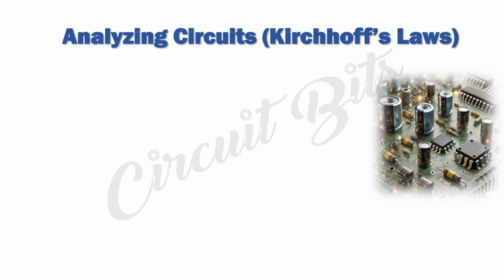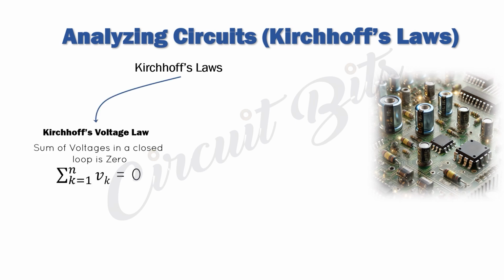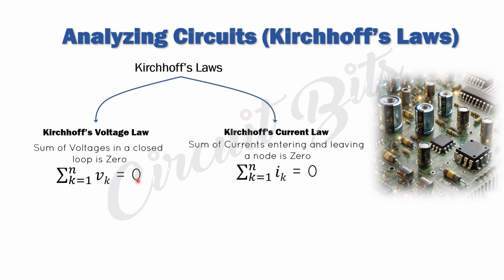Kirchhoff's laws are two laws that help us analyze circuits and get information we need from different parts of the circuits. The first one is Kirchhoff's voltage law. It states that the sum of the voltages in a closed loop is zero, while Kirchhoff's current law states that the sum of currents entering and leaving a node is zero.